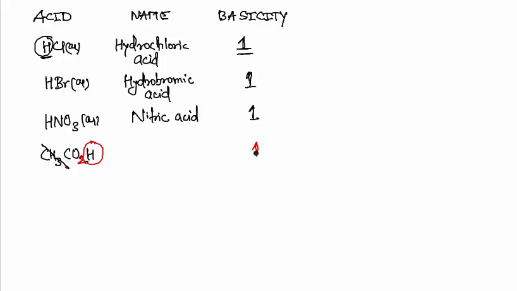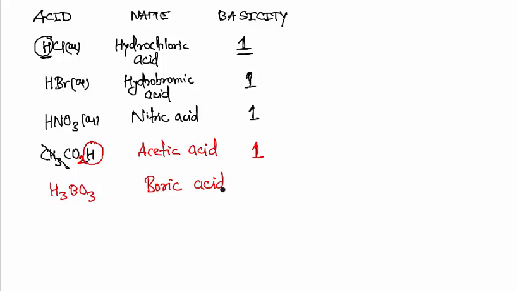Again monobasic. Okay, and what is the name of this acid? This acid is acetic acid. Okay, one more example that is very important. This is H3BO3. Again, it looks tribasic, actually three hydrogens are there, but actually this is boric acid.